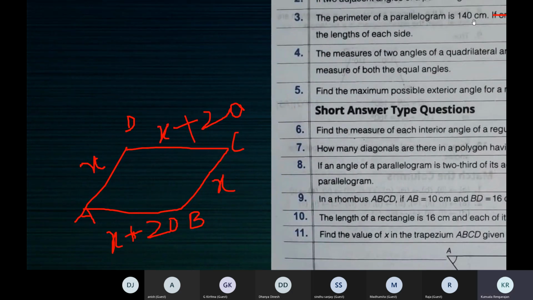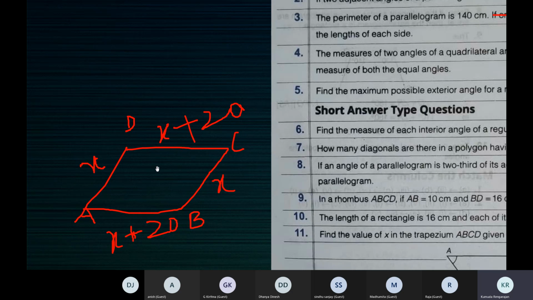So we have perimeter equal to 140. How do we find the perimeter? AB plus BC plus CD plus DA. That is X plus 20 plus X plus 20 plus X plus X is equal to 140. Why are we adding the lengths of all the sides? Because the length of the boundary, that is the total length of the four sides, is the perimeter, which is 140.